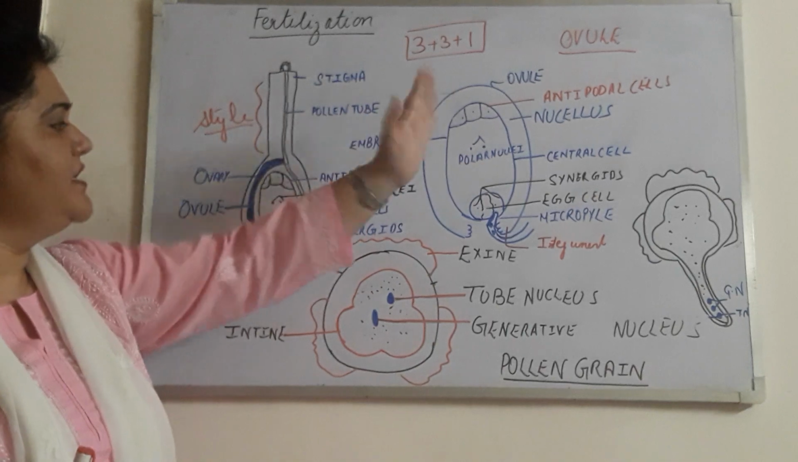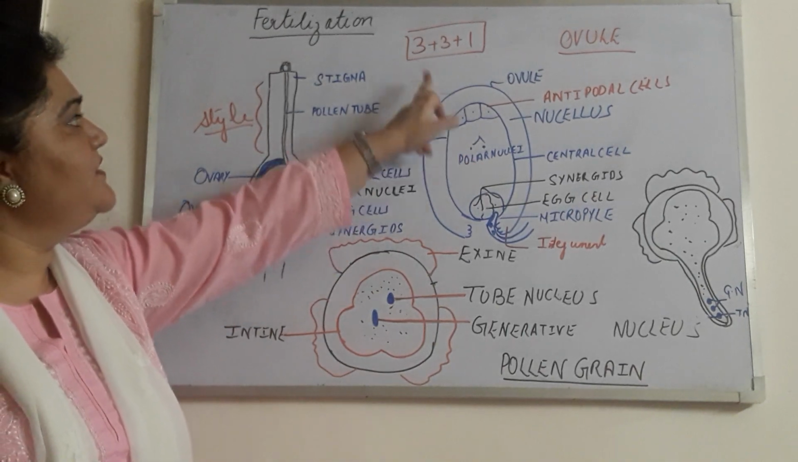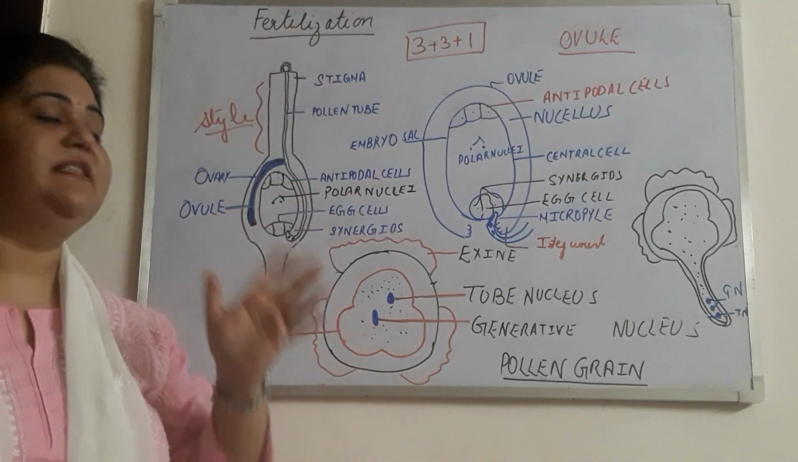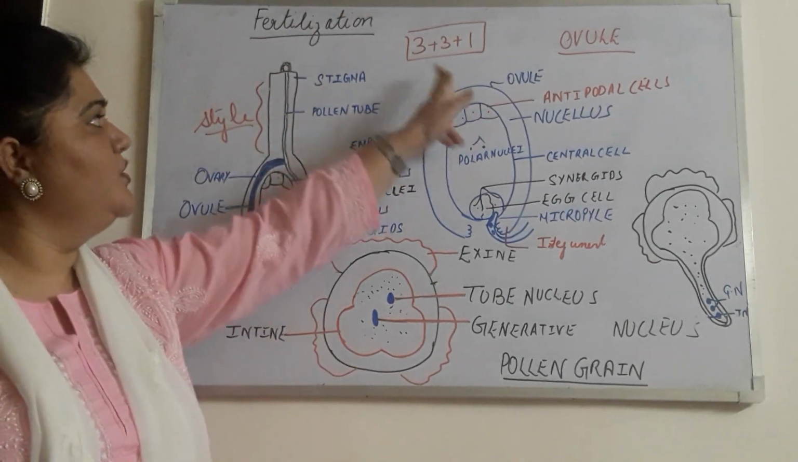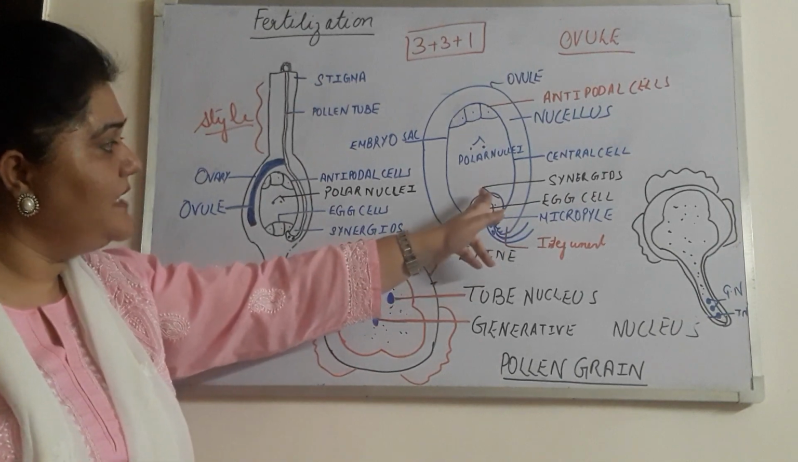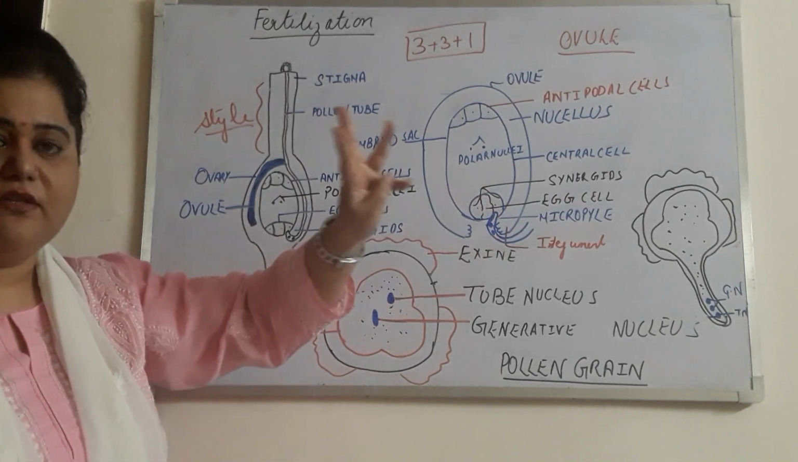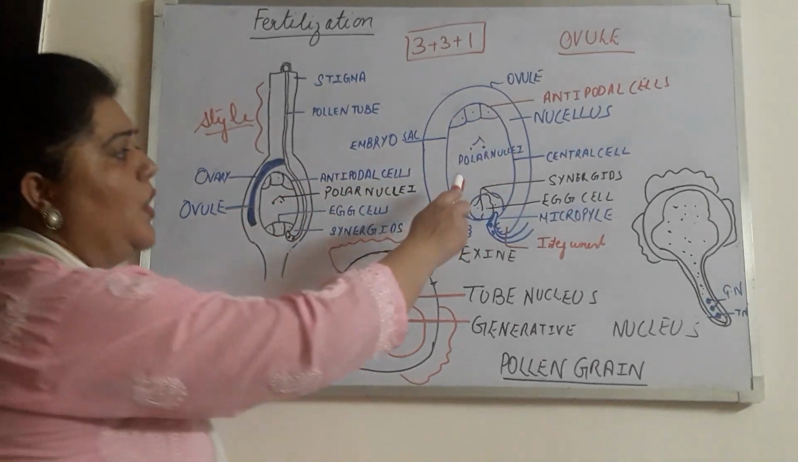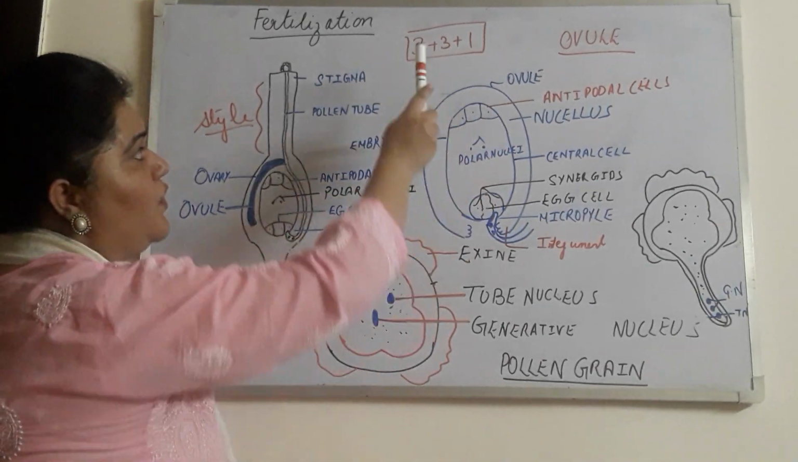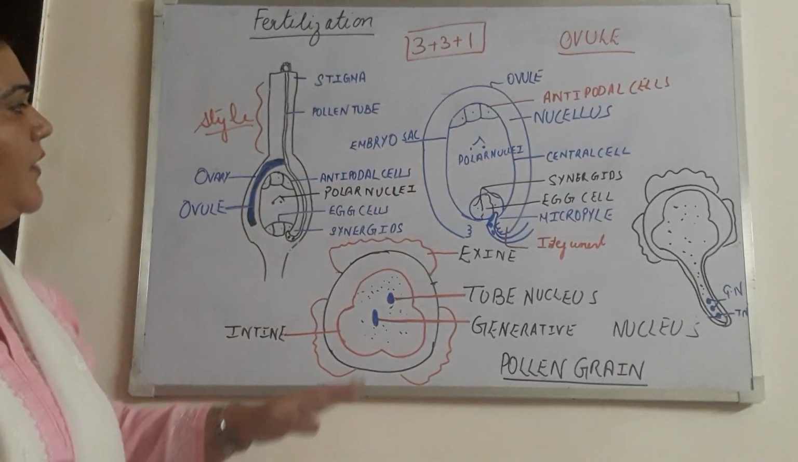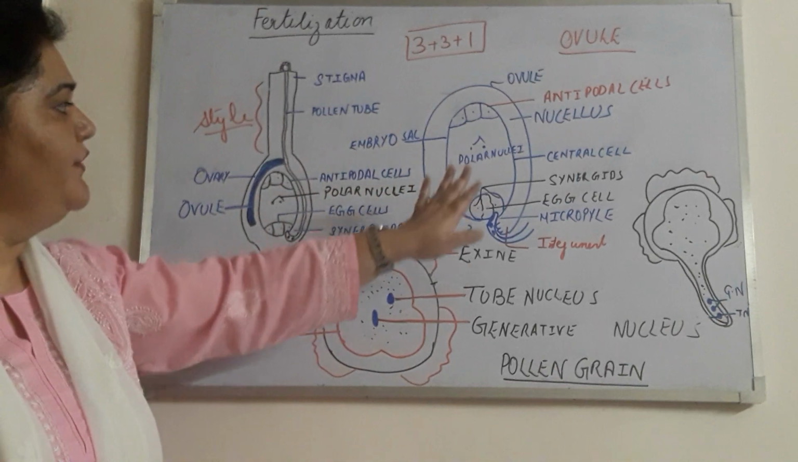This central cell consists of 2 polar nuclei. Again, let me explain this. It consists of 3 plus 3 plus 1, that means in totality 7 cells. These are 3 antipodal cells, 2 synergids plus the egg cell in the center, so these are also 3 cells, plus 1 central cell which consists of 2 polar nuclei. Now this is the structure of ovule.